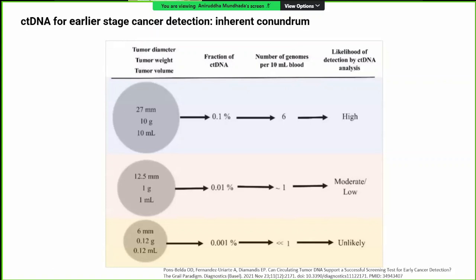But the many problems which such tests face is that ctDNA simply does not have that much volume in the blood to be sensitive enough for these tests to work. So we are looking at the third scenario where even a 6 millimeter tumor will have only 0.001% of ctDNA, and that will be actually far less than one haploid genome equivalent, and this is unlikely to get a positive result in these tests.